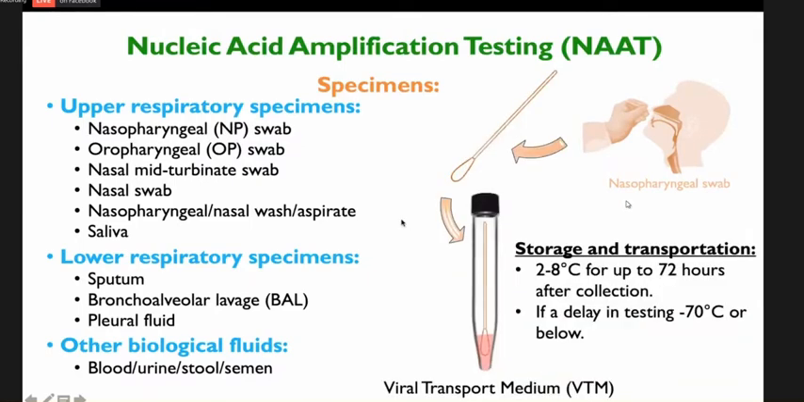After collection, the swabs are placed immediately into a sterile transport tube containing either viral transport medium, VTM, or sterile saline, and the specimen can be stored at 2 to 8 degrees centigrade for up to 72 hours after collection. And if a delay in testing or shipment is expected, then it should be stored at below minus 70 degrees centigrade in order to prevent RNA degradation.